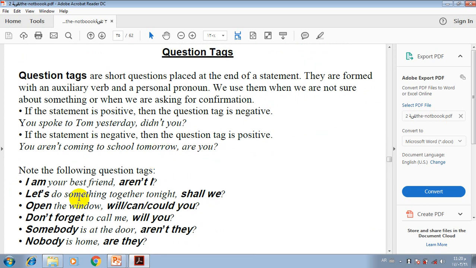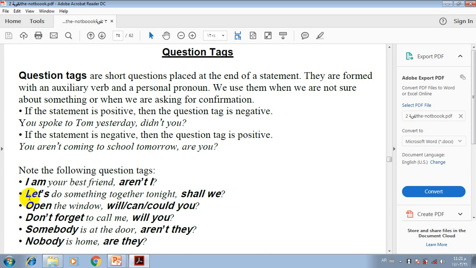There are some notes about the question tags. We must keep them in our mind. The first one is when the sentence starts with I am, the question tag must be aren't I. Like this example, I am your best friend, aren't I?